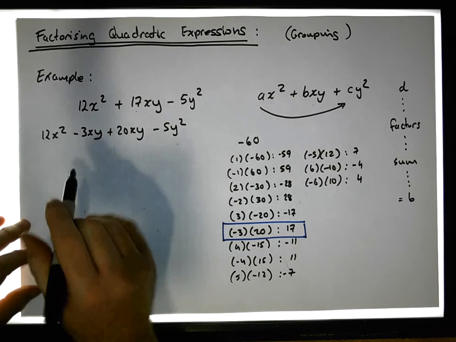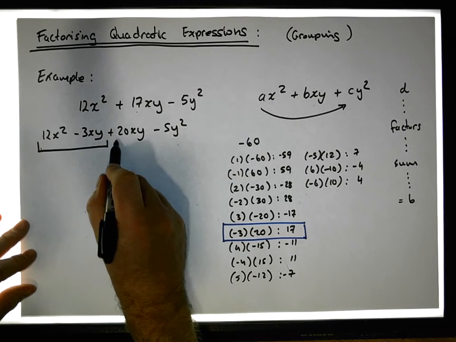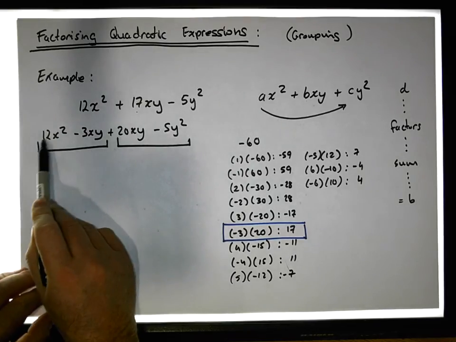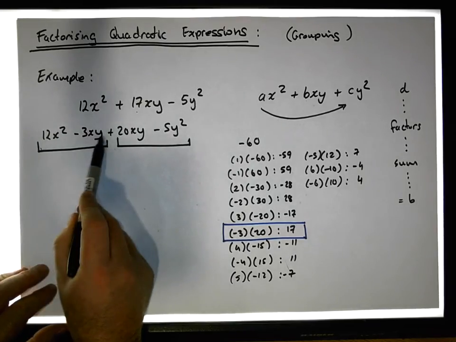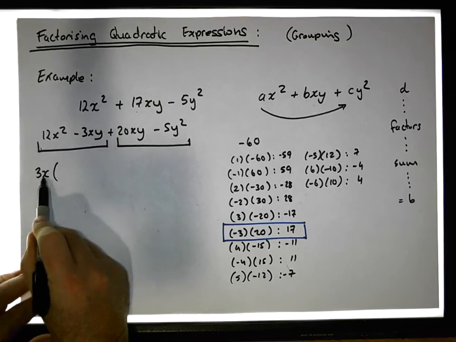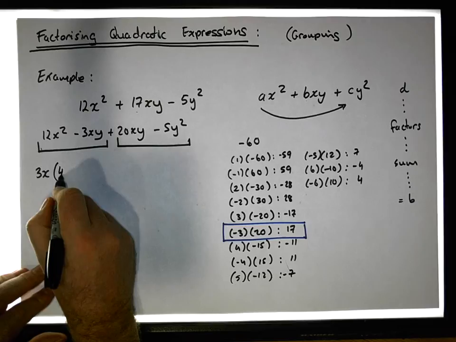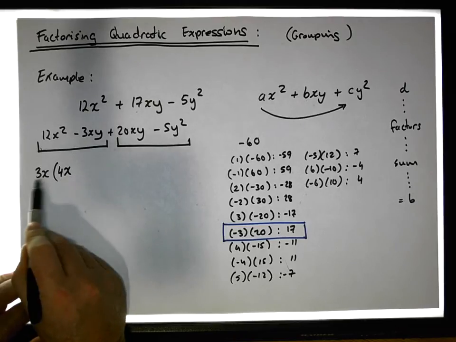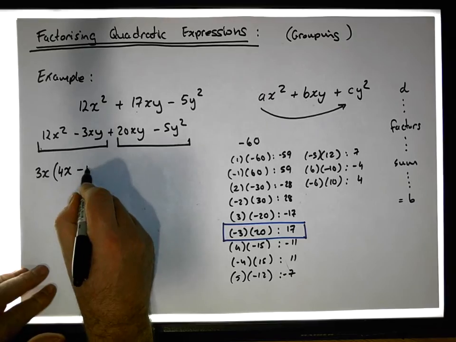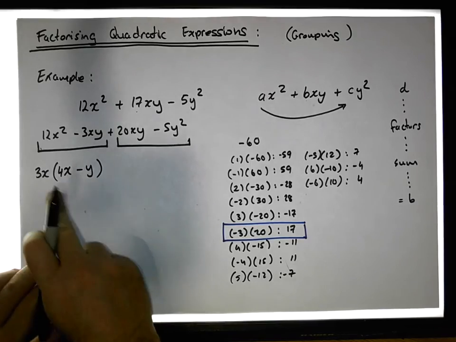Okay. Now let's group these together. So we're going to group and group. And you can see this commonality across here. 3x divides into this and also divides into here. So let's take that out. So there's a 3x common. What do I multiply 3x by to give me 12x squared? Well, I'd multiply that by 4x. What do I multiply 3x by to give me minus 3xy? Well, I'd multiply that by minus y. Okay.